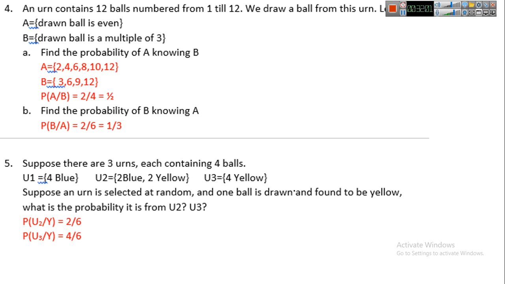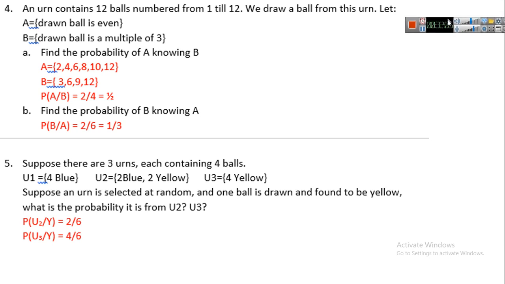An urn contains 12 balls enumerated from 1 till 12. We draw from this urn. Let A be the drawn ball is even, B be the drawn ball is a multiple of 3. So what will be A? Even, the set of even, 2 till 12. Here, B, multiple of 3: 3, 6, 9, 12. Find the probability of A knowing B.